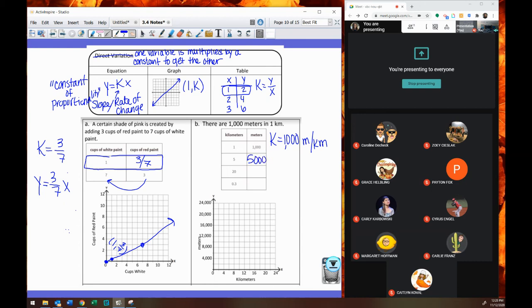If there's 20 kilometers, how many meters are there? Yeah. 20,000. Right. We're just taking that value. Constant rate of change means you can multiply everything in the left by the same number. So then 0.3 times 1,000.